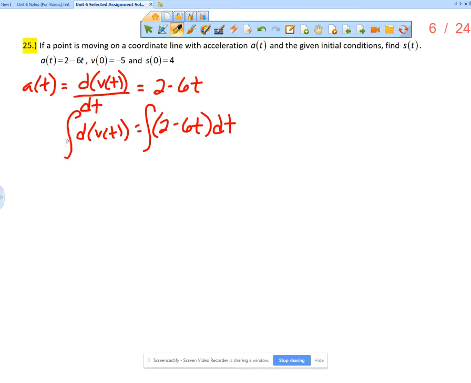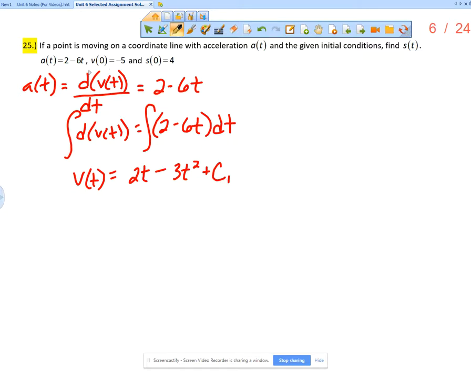On the left, what is the integral of the derivative of v of t? It's just v of t, equals 2 minus 6t integrated. What is the integral of 2 with respect to t? That's 2t, minus the integral of 6t, which becomes 6t squared over 2, or 3t squared, and then plus c. Now remember, just like earlier problems, this is a double differential equation, because acceleration is the second derivative of position, or s of t. So I'm going to write c sub 1.